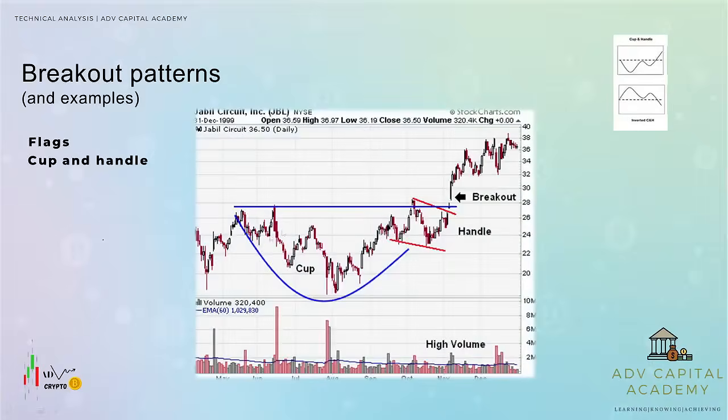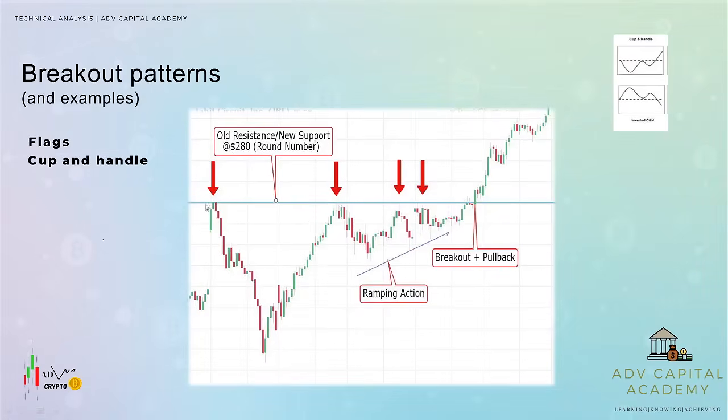Cup and handle. This is some real example how it looks on the charts. We see that the price is making a cup and a little handle. Once it breaks out, it continues to go higher because there are no more strong sellers. You could see the buying pressure, how the buyers are getting stronger and stronger, not letting the coin go down.